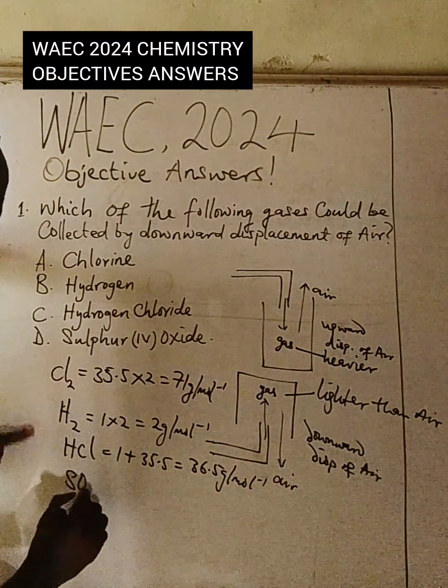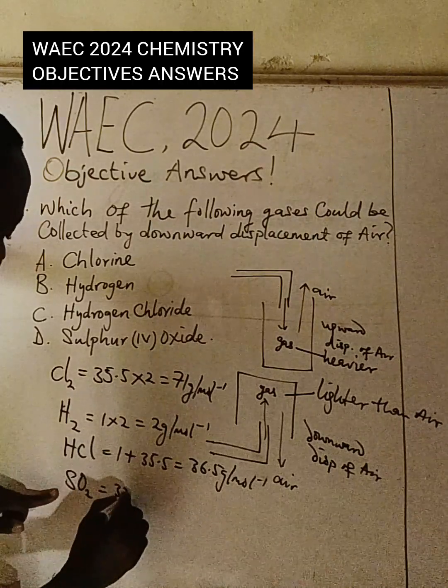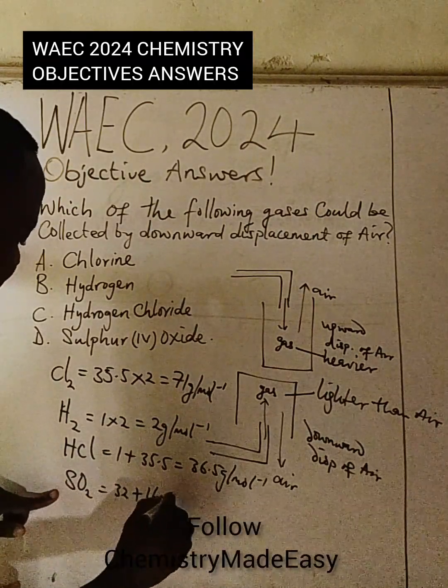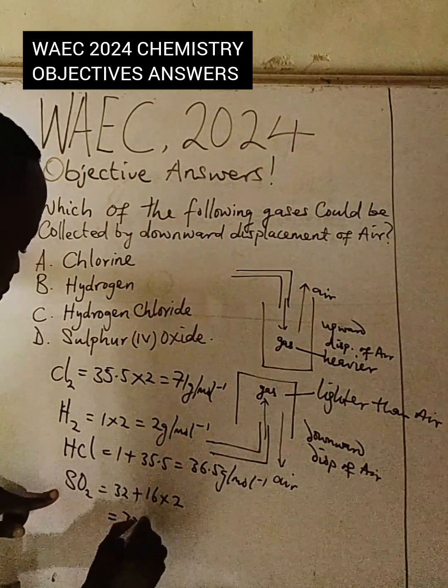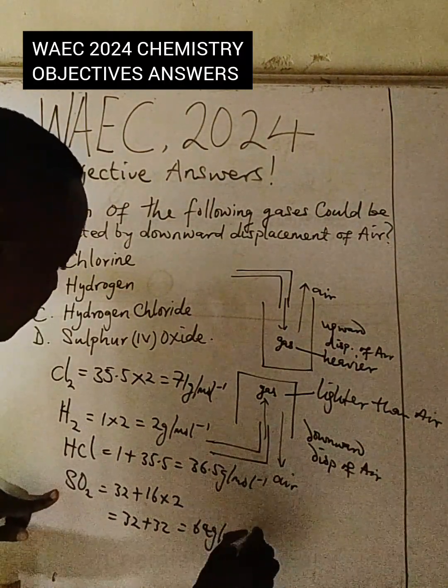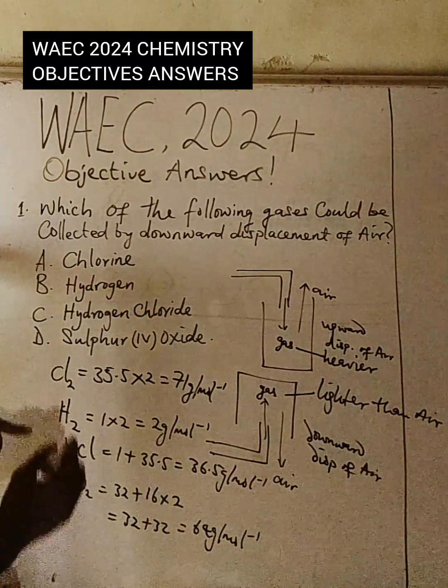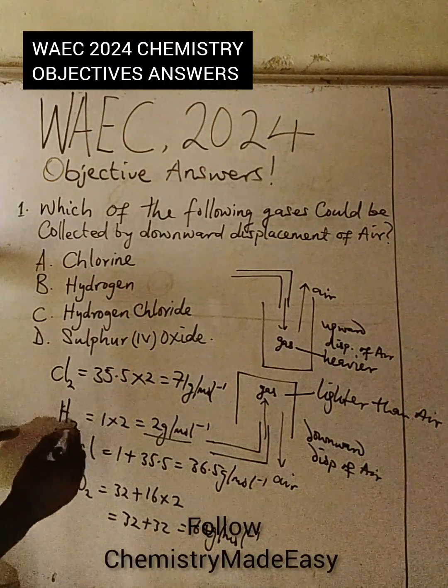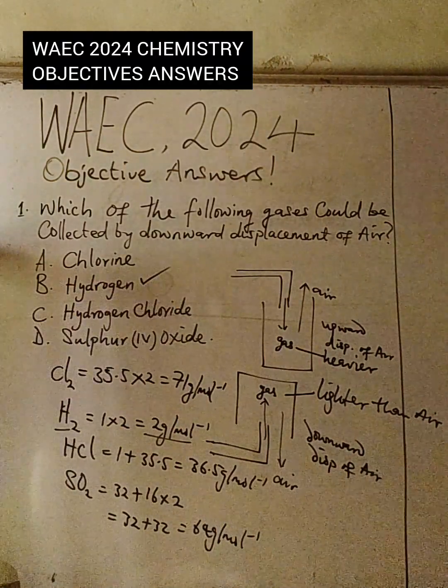Sulfur oxide, sulfur is 32 plus oxygen 16 times 2. You have 32 plus 32, and that is 64 grams per mole. Based on weight, which one is the lightest? That is hydrogen. And hydrogen is the answer.